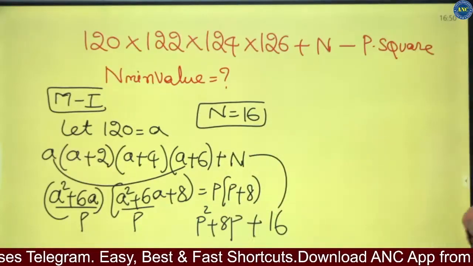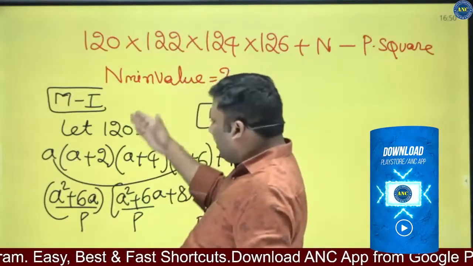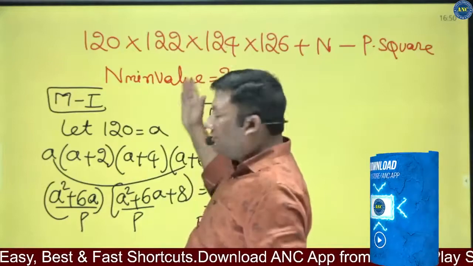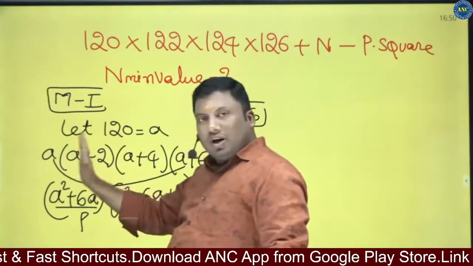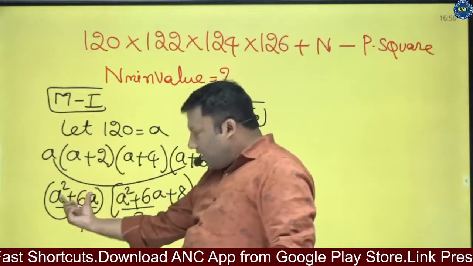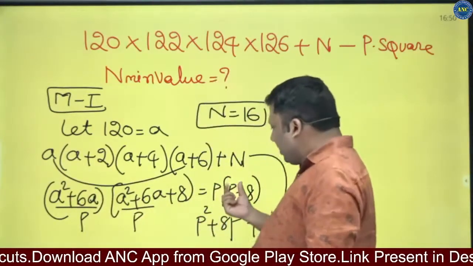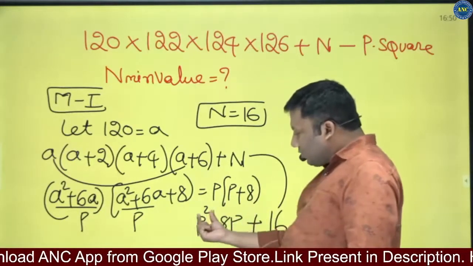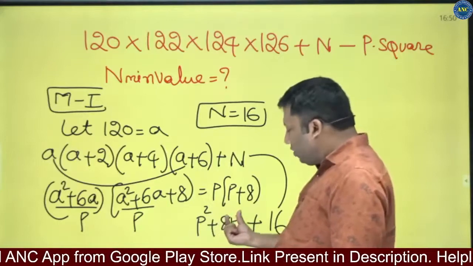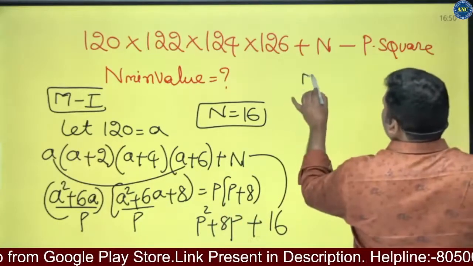Are you all with me? Very algebraic way of solving. 120 is A, 122 is A plus 2, 124 is A plus 4, 126 is A plus 6. First into last, second into third. If I take this as P into P plus 8, it is P square plus 8P plus 16. So this will form a square, P plus 4 whole square. N is 16.